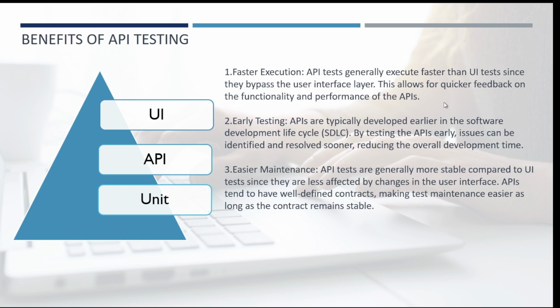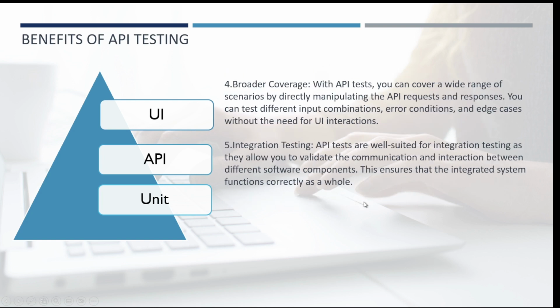Third, easier maintenance. API tests are generally more stable compared to UI tests since they are less affected by changes in the user interface. APIs tend to have well-defined contracts, making test maintenance easier as long as the contract remains stable. Fourth, broader coverage. With API tests, you can cover a wide range of scenarios by directly manipulating the API requests and responses. You can test different input combinations, error conditions, and edge cases without the need for UI interactions.